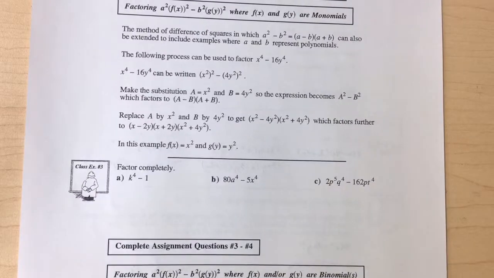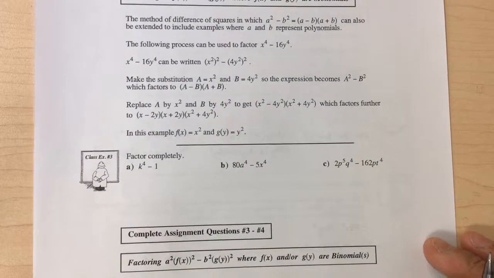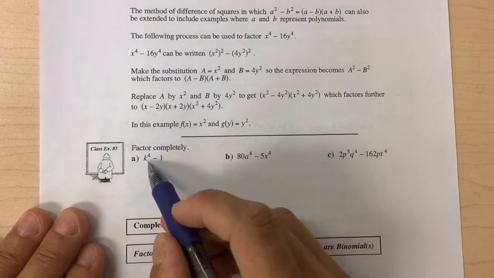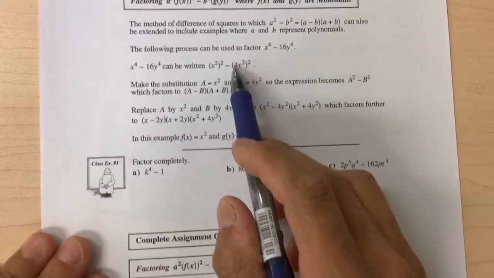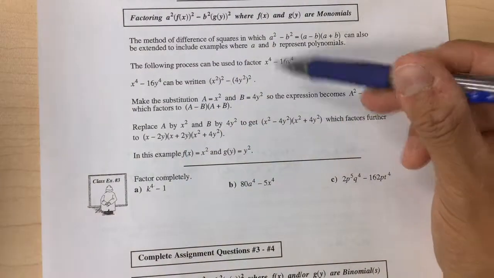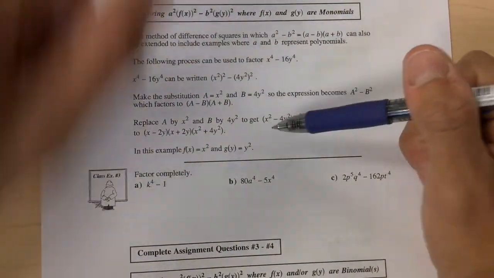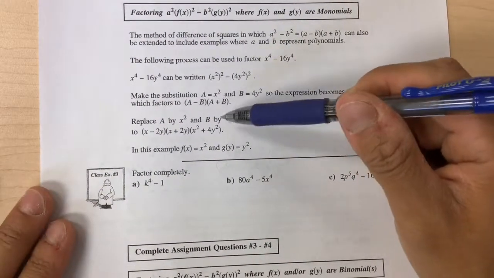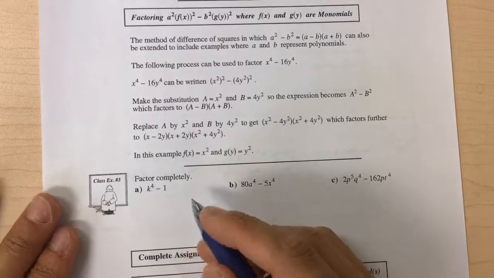Now let's look at class example number 3. We want to factor this completely, and if you follow this investigation here, it'll explain a different method. Well, actually, it explains substitution really well. So if you want to take a look at this, I'm going to show you the method down here.